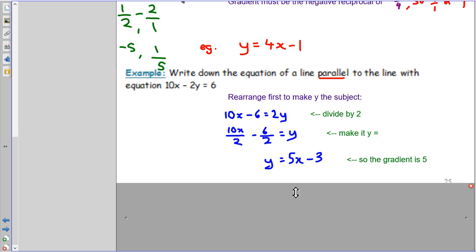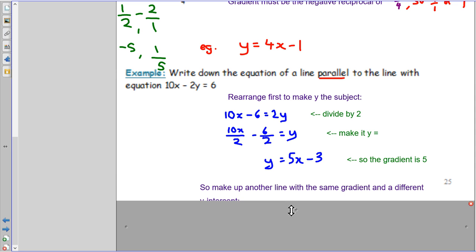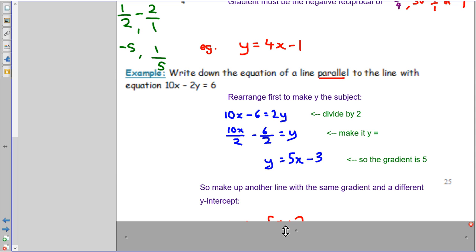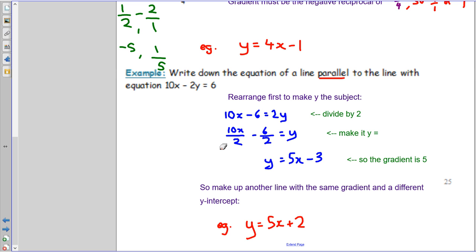So now we've got to come up with another line with the same gradient, because it's parallel, and a different y-intercept. Otherwise it would be the same line. So for example, you could have y equals 5x plus 2. You can't have 5x minus 3, or else it'd be the exact same line. You could have had any other y-intercept, sorry, except for negative 3. You could have even had y equals 5x. Okay, let's keep going. Go to the next 2 pages.